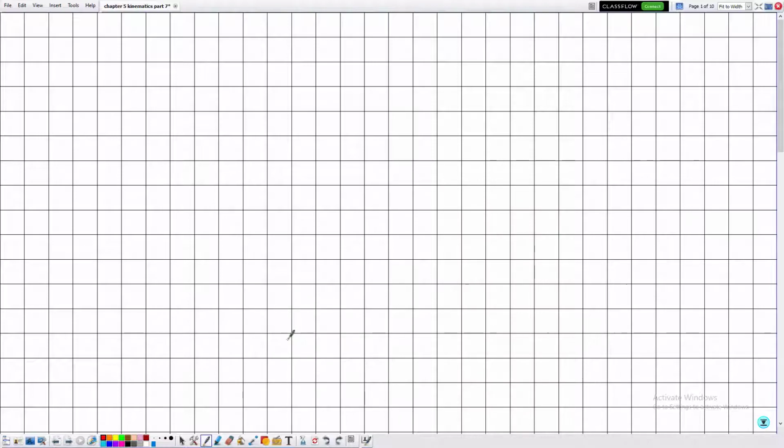So we have reached part 7 of chapter 5, which is the chapter of kinematics for grade 11 students. Now let me complete the explanation of this chapter, and we have reached section number 3, which is tangential and normal acceleration.